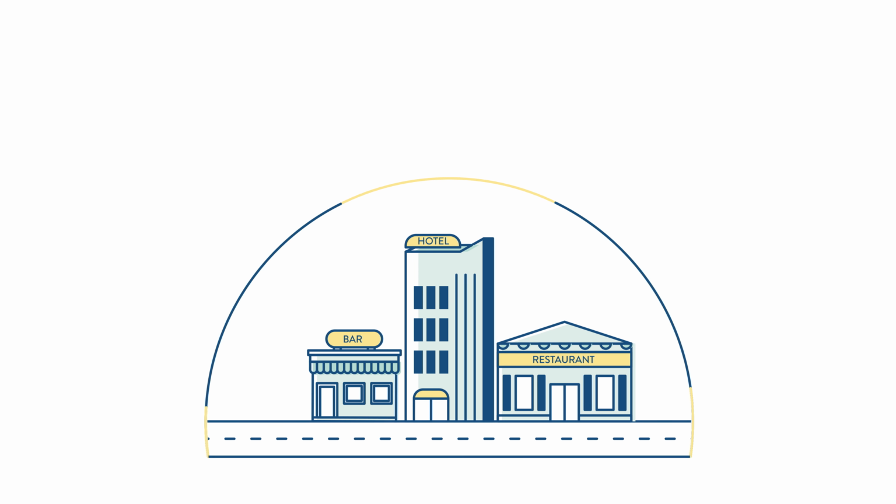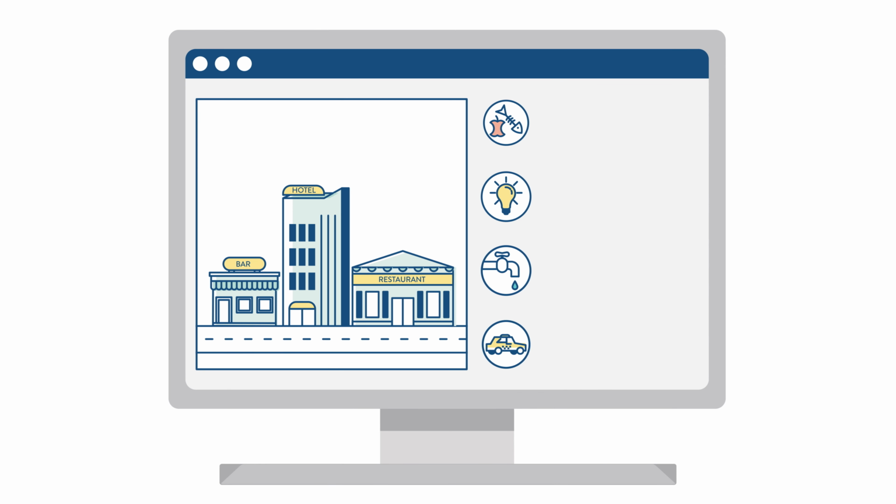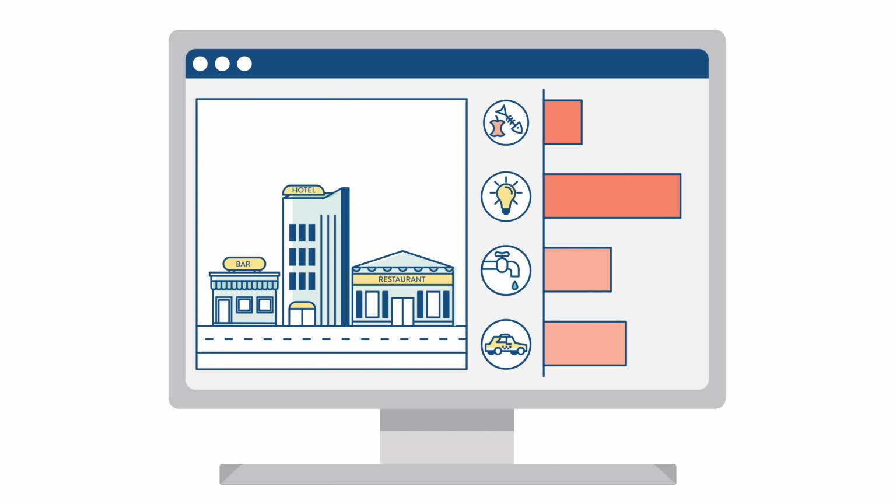Measuring emissions at the destination level ensures that these emissions are accounted for. A destination-level emissions inventory helps all local actors to see the big picture. It becomes clear which activities are the biggest greenhouse gas contributors and who can take action to reduce them.